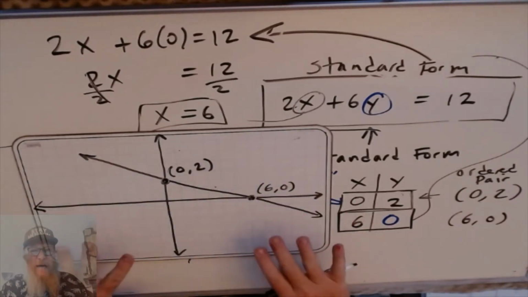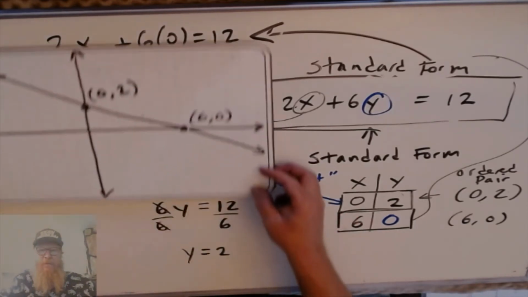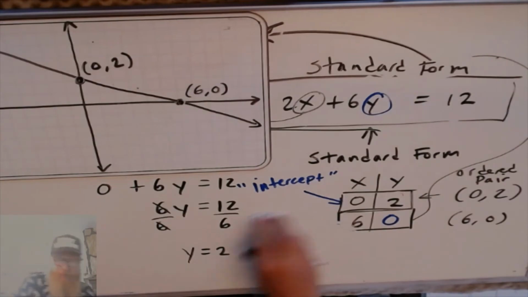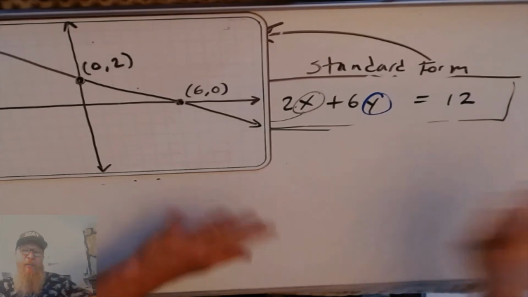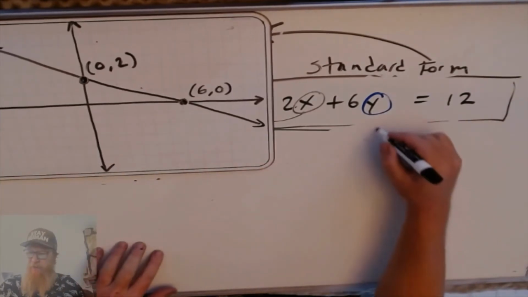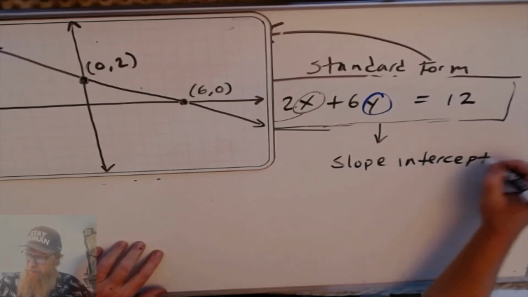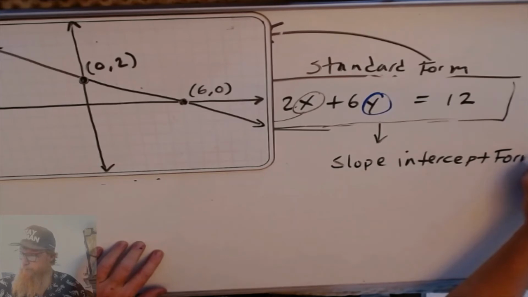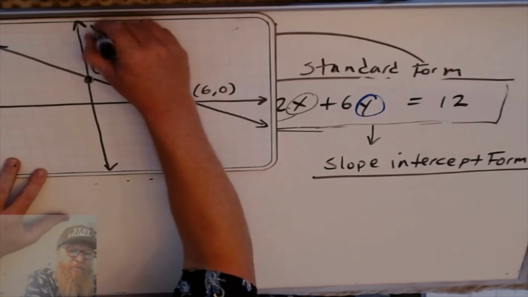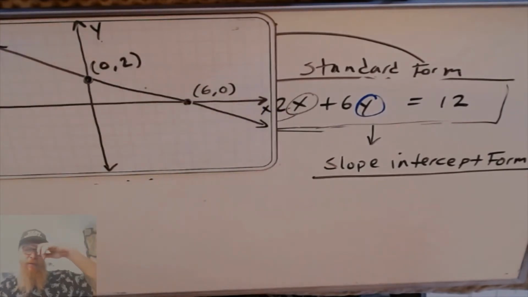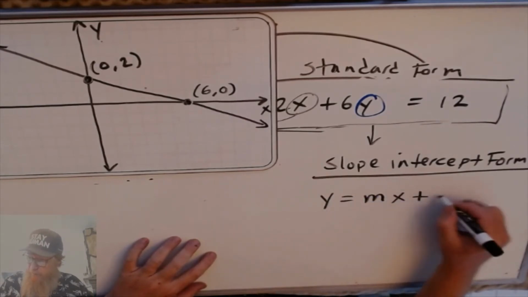Before we put this to rest, I'm going to use this graph to teach you the next form, the form that we're going to use the most often. So technically we are done with that example, but I want to teach you another form. It's called slope-intercept form. That's the next form we're going to learn about. So slope-intercept form is y equals mx plus b.